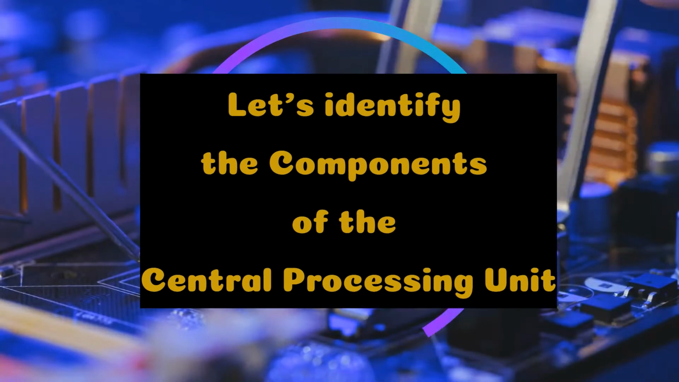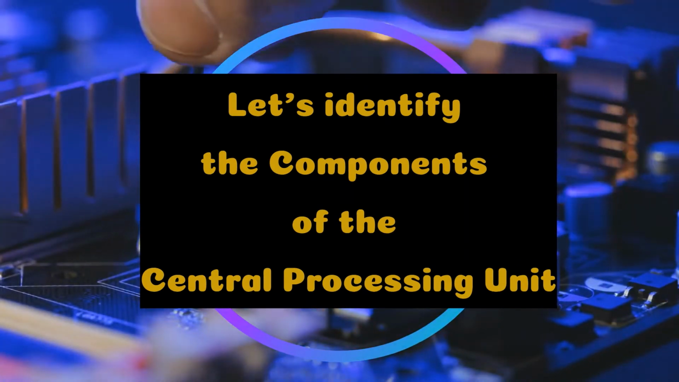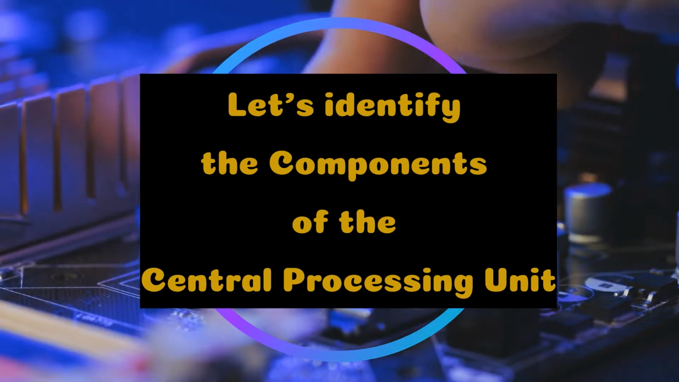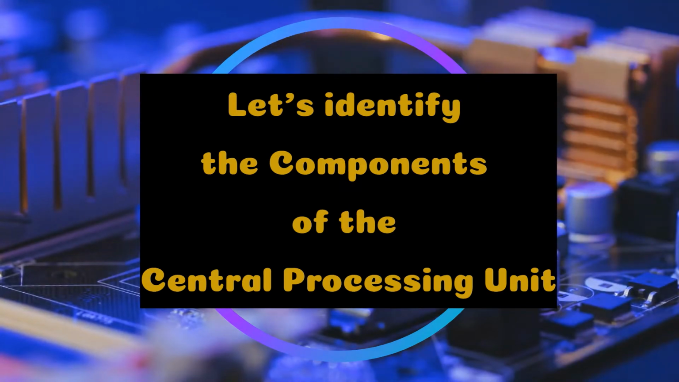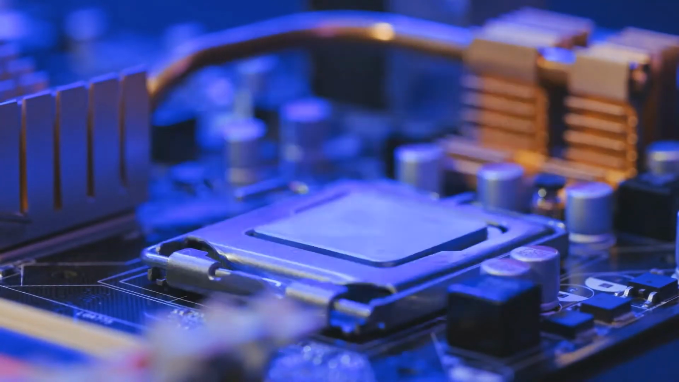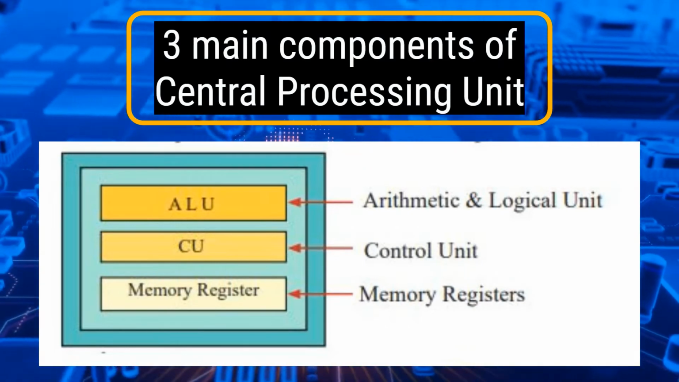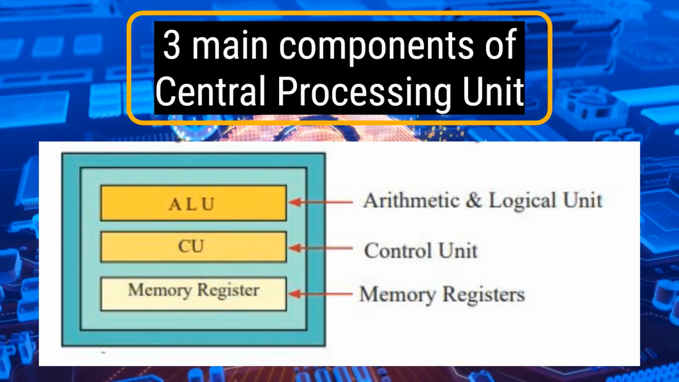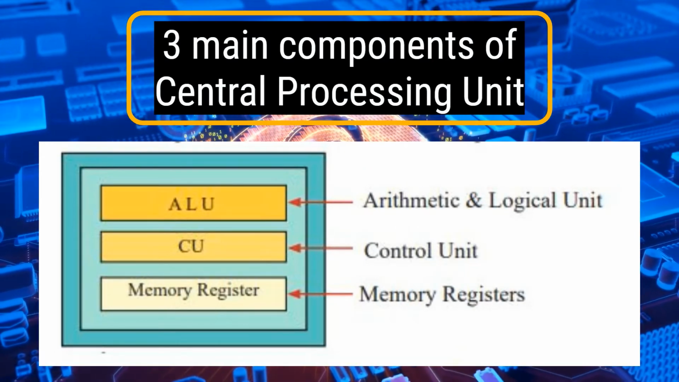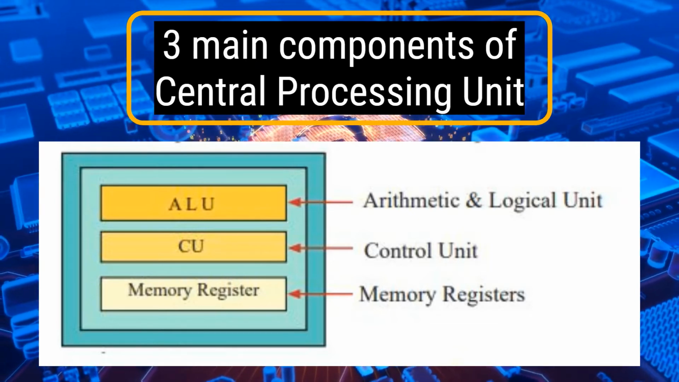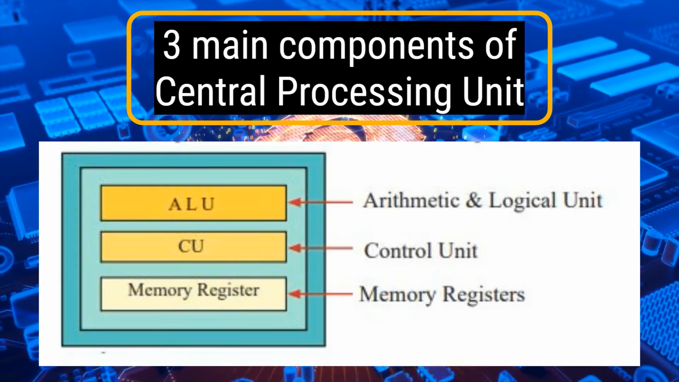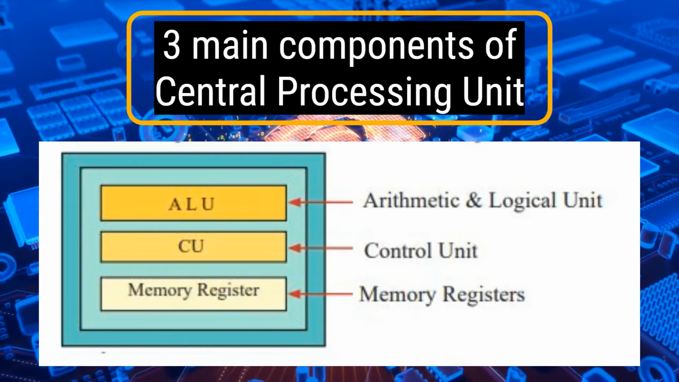Let's identify the components of the Central Processing Unit. There are three main components of the Central Processing Unit. That is arithmetic and logical unit, control unit, and memory registers.